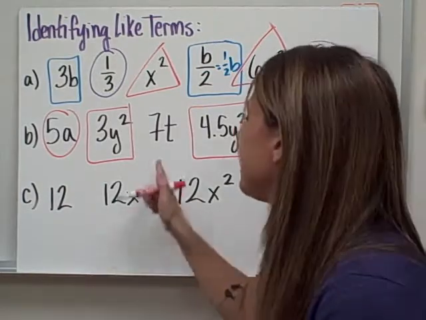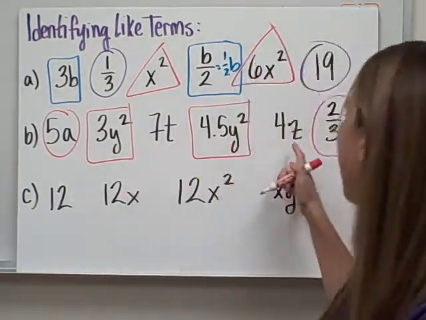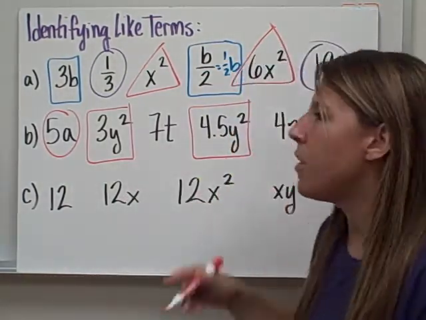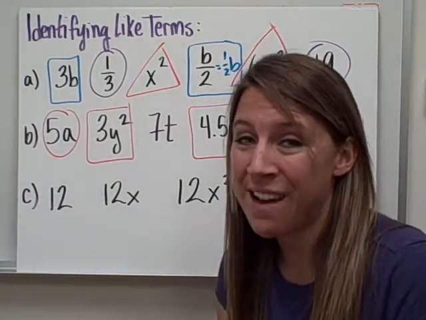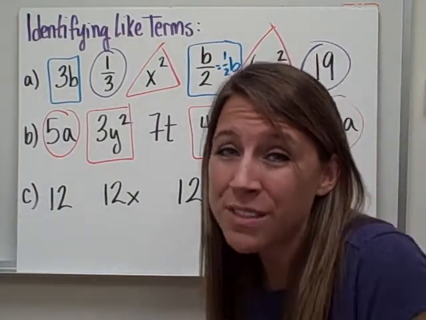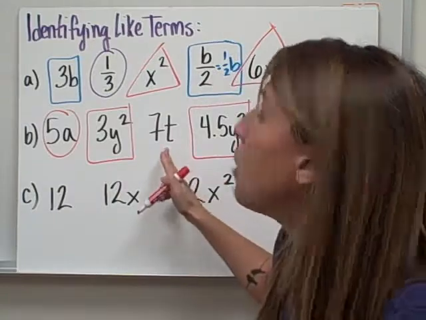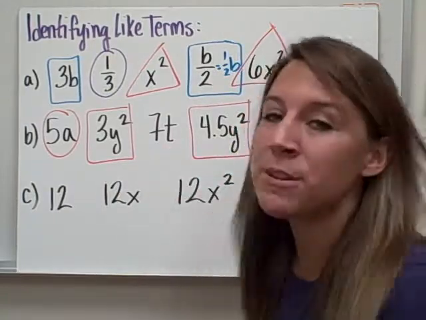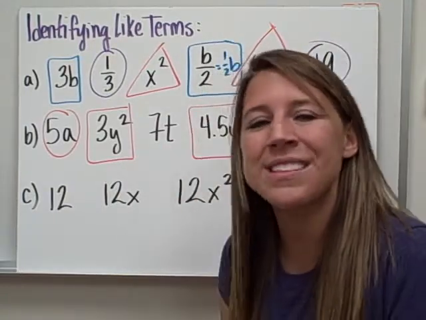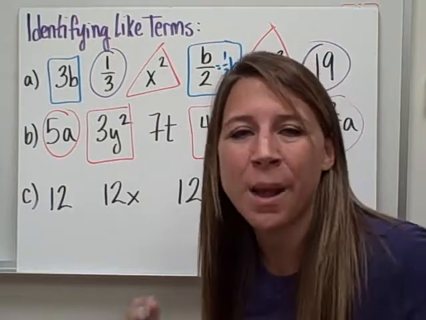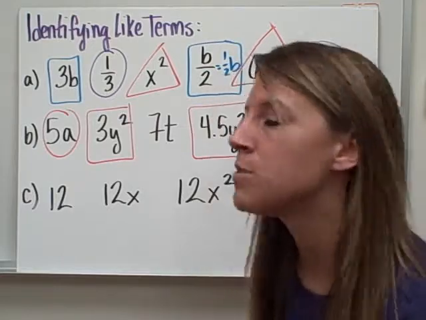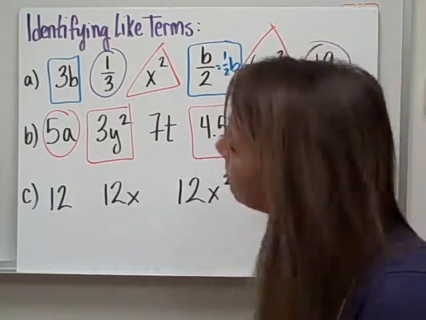What I have left is 7t and 4z. While you may be tempted because you don't like to have things left over, they don't have the same variable. For all you know, t and z represent different numbers. They're not the same unit size. You cannot combine them. They are not like terms. So we just leave them alone.